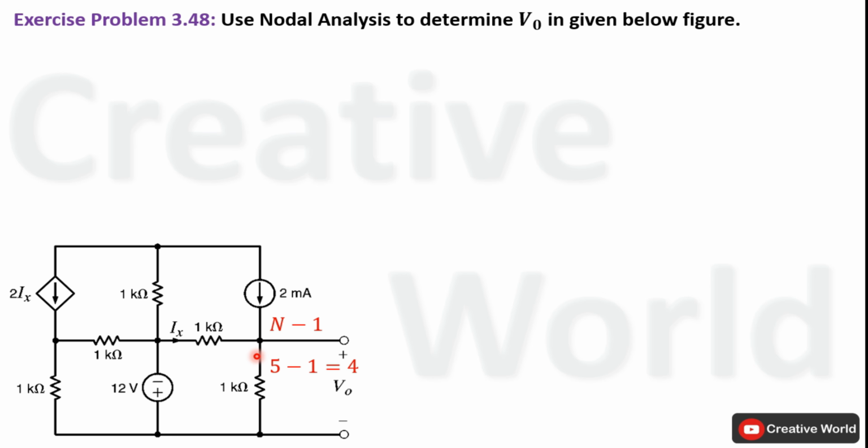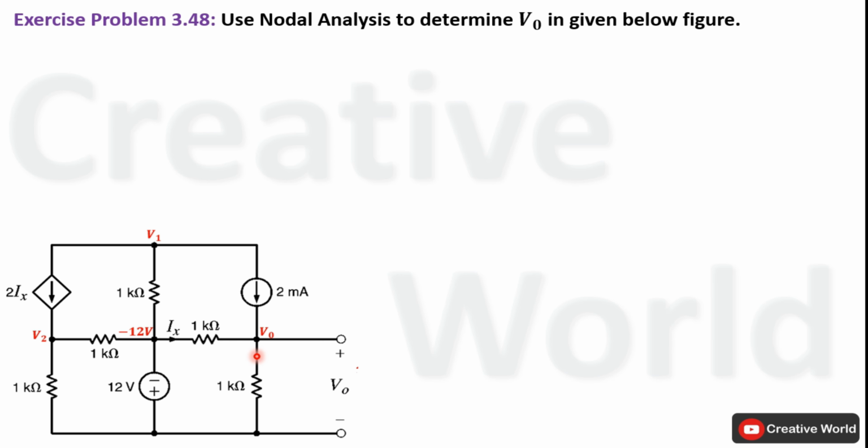In next step, we have to label all unknown non-reference node voltages. We are considering this node as reference or ground node. Other non-reference node voltages are labeled as V0, V1, V2 and minus 12 volt. Here V0 is appearing across this 1 kilo ohm resistance, so we can refer to this node voltage as V0. Whatever the value of this node voltage will be, same voltage will be appearing across this 1 kilo ohm resistance with respect to this reference or ground node.